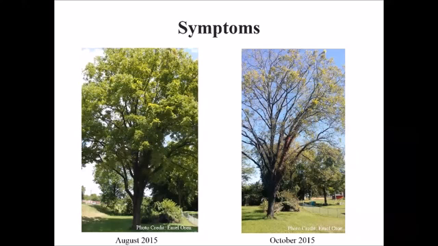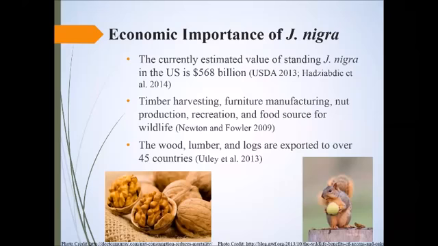So why do we care about thousand cankers disease? Is that really important? Of course. Let's see a few facts. The currently estimated value of standing Juglans nigra is $568 billion. And Juglans nigra can be used for timber harvesting, furniture manufacturing, nut production, recreation, and as a food source for wildlife. The wood, lumber, and logs are exported to 45 countries. So all these facts make Juglans nigra really important, and that's why we really care.